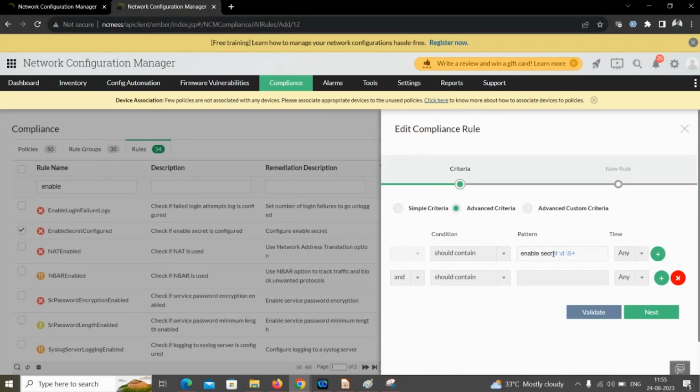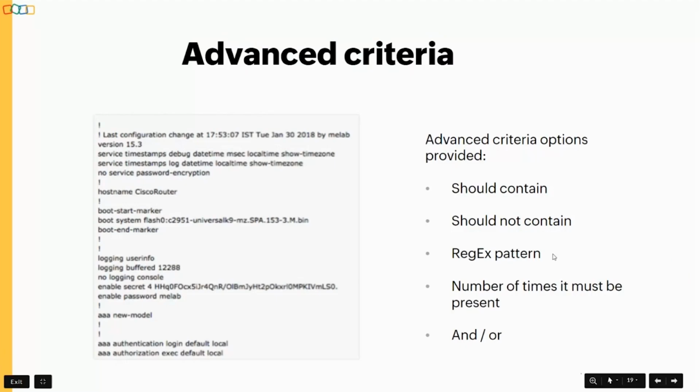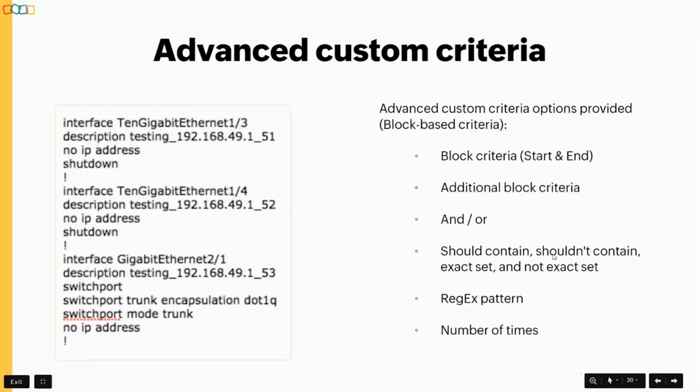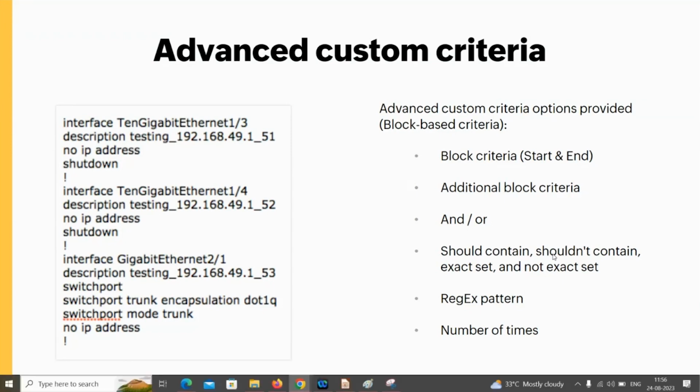Moving on, we'll see the last criteria in the compliance feature, which is the advanced custom criteria. It is also known as block-based criteria. Here you can provide regular expressions along with conditions such as in advanced criteria. Additionally, you can specify the configuration block in which the compliance check has to be performed. So it will be a mixture of advanced criteria and advanced custom criteria. Now we'll go back to the GUI and I will show you how the advanced custom criteria will be.